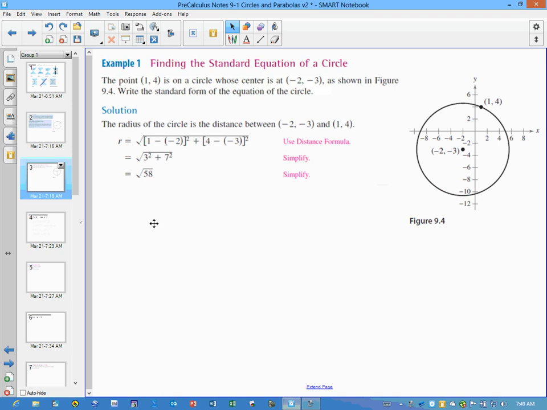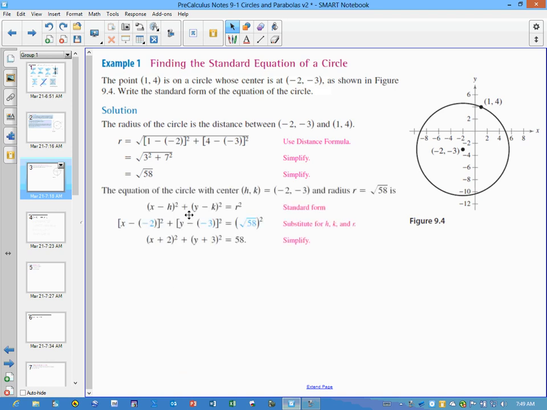So now we're going to choose our model, which is that standard form. And we're going to substitute in h and k. Notice how you're substituting in negative numbers. And then with r, notice how r is the square root of 58, but the model calls for r squared. So when you square the root of 58, you get just 58. And you clean up the negatives to be positives.